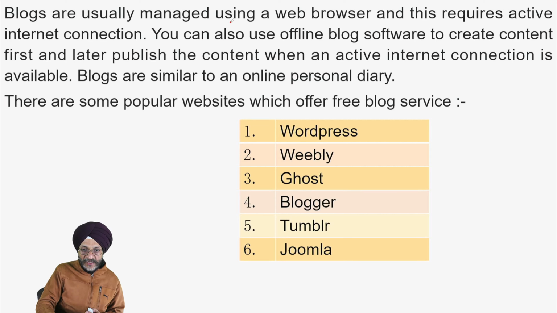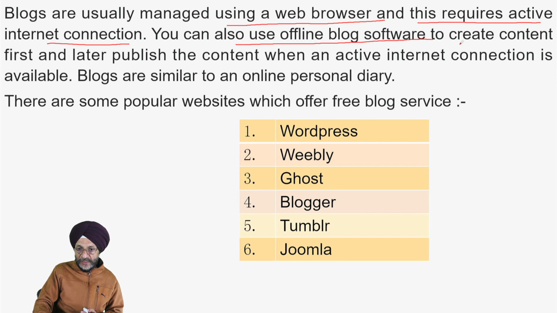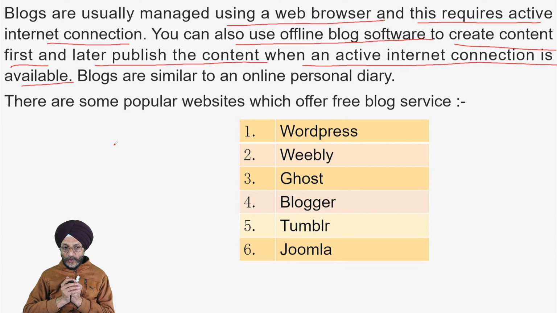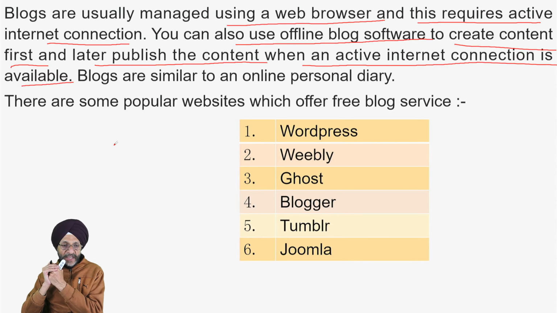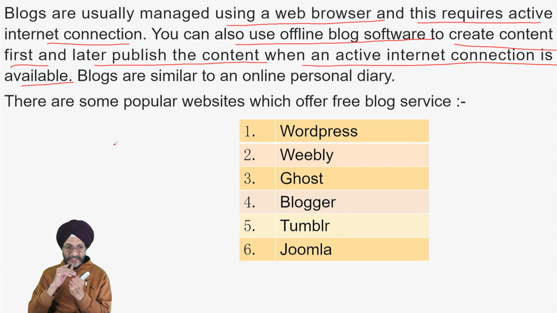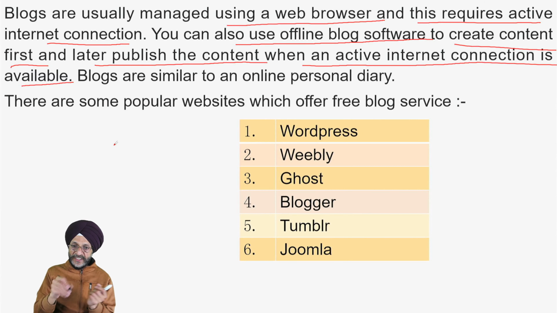Blogs are usually managed using a web browser, and this requires an active internet connection. You can also use offline blog software to create content first and later publish it when an active internet connection is available. It means that if you want to write content for the blog, an internet connection is not required. But if you want to post it so that the general public can view it, you must have an internet connection. However, you can write it offline.